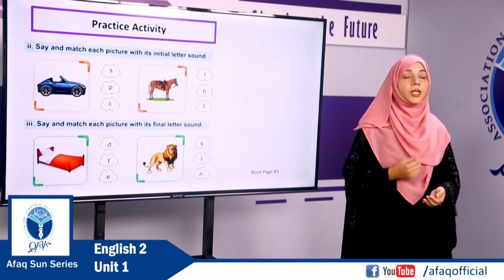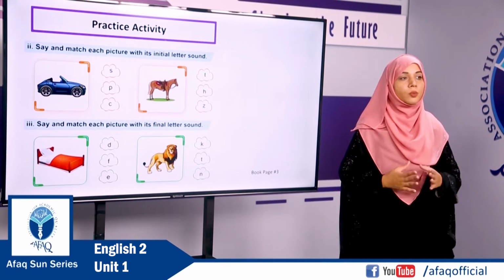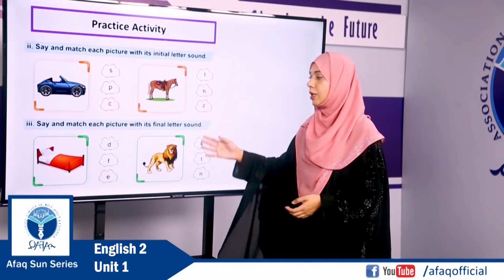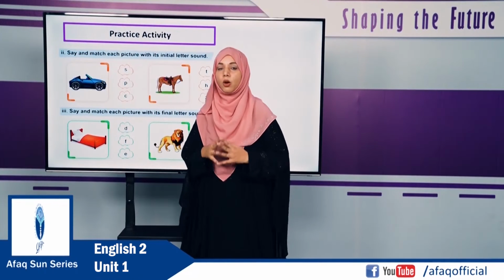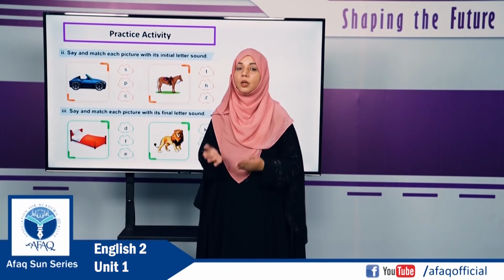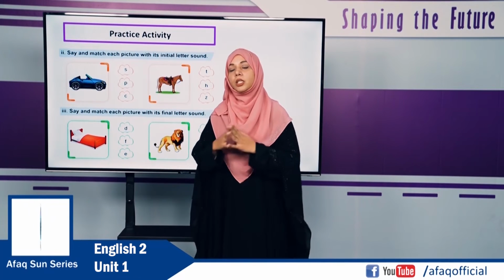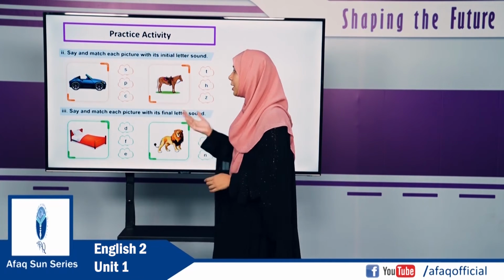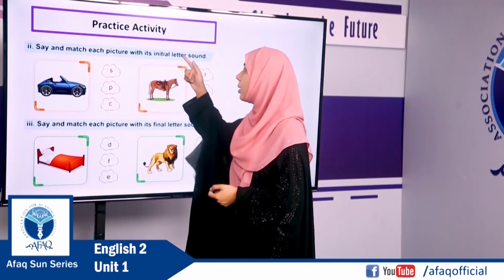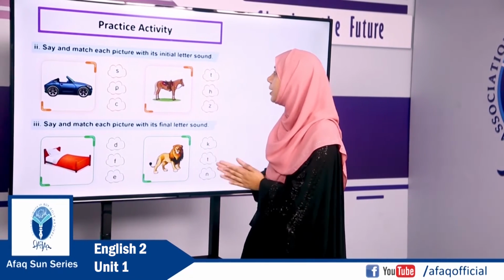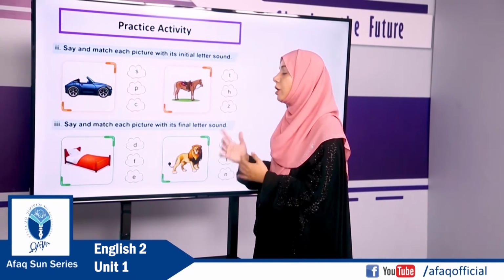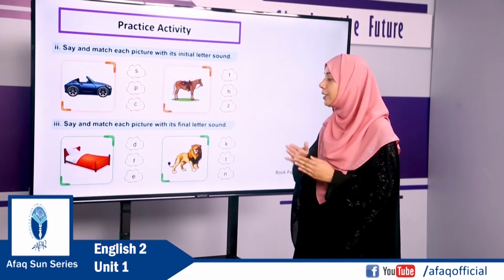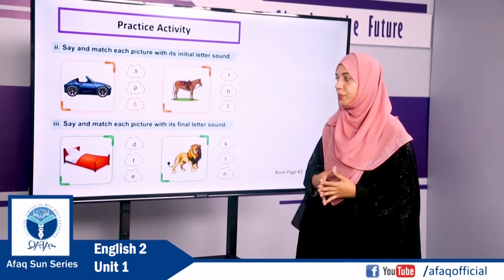Dear children, there is another activity on textbook page number 3. In this activity, you have to look at the pictures carefully, guess the name of the object, and then tell us what is the final and the initial letter of this word. For example, let's do the first one together. In part 2, you have to identify the initial letter sound of the pictures. And in part 3, you have to identify the final letter sound of each picture.